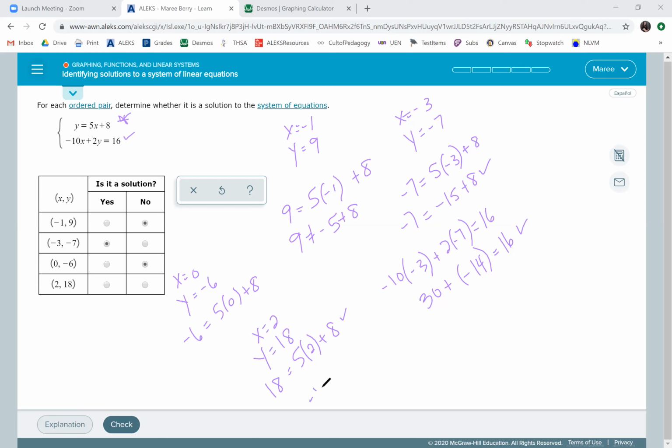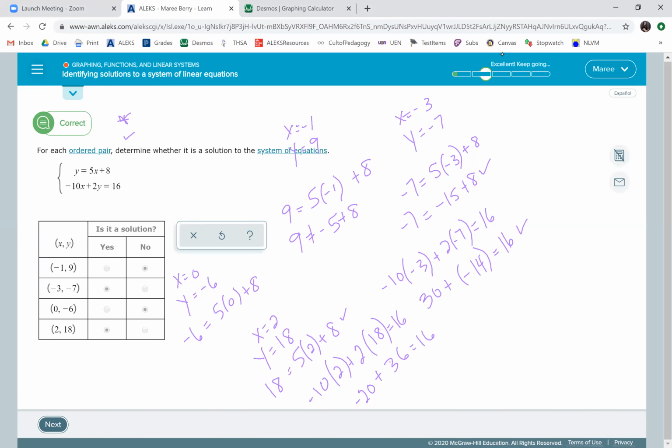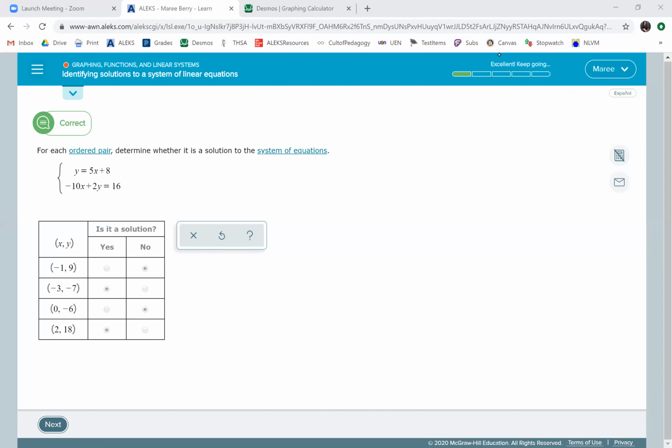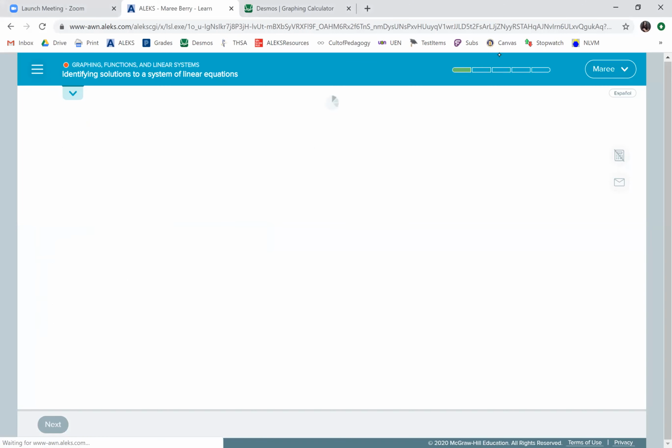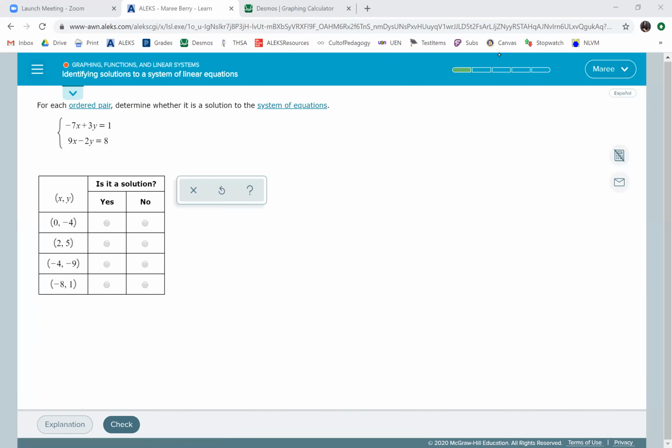So then we have to plug it into the second one, -10 times x plus 2 times y. Does that equal 16? 2 times 18 is 36, and -10 times 2 is -20. And those two added together does equal 16, so this is going to be a yes answer. So we'll try one more. I don't think I'll do all three with this because that's a lot of work. You have to try 4 points for each one. It's easy to make mistakes, so you want to be really careful about this.